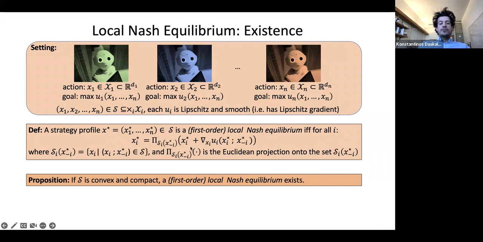So the proof needs that the utility is smooth so that this thing is continuous. And it needs convexity and compactness of the set so that this projection is also a continuous map. I should say that I need smoothness of the utilities for this to actually exist.